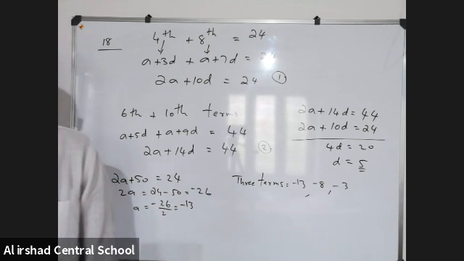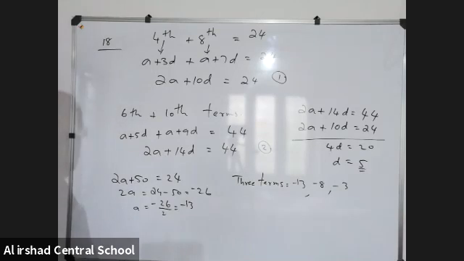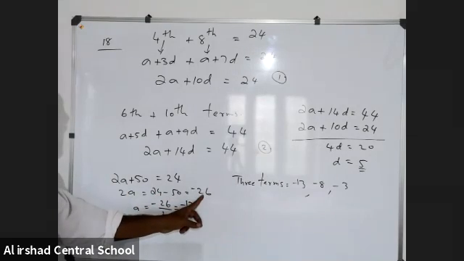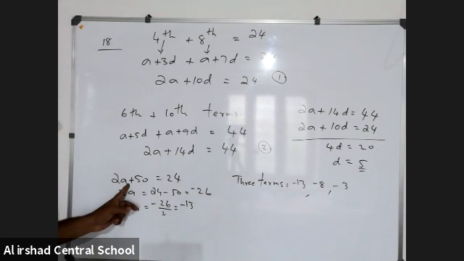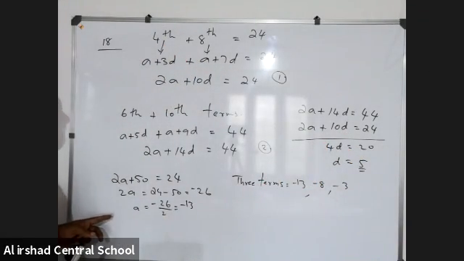Sir, A is equal to minus 26, no? A is equal to minus 26. 2A is equal to minus 26. Here in the example I did 2A plus 10D, right? Where did you substitute? I did 2A plus 10D. Okay, sir, I didn't see that 2A.